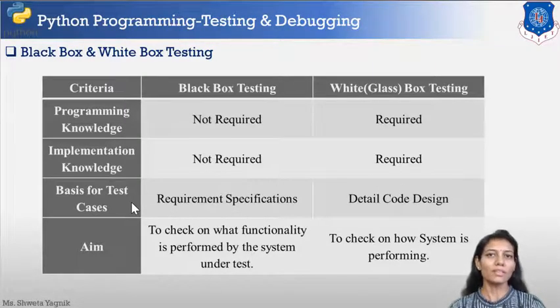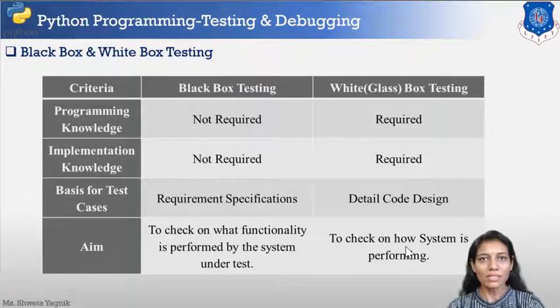Now, the basis for the test: black box testing depends on the specification, while white box testing is about the detail, about how the coding is done. The aim of black box testing is what functionality is being exhibited by the system, while in white box testing, it is how the system is actually performing that behavior. So the concept is concentrating on what functionality is being exhibited, while in white box testing, on how that particular thing is achieved.